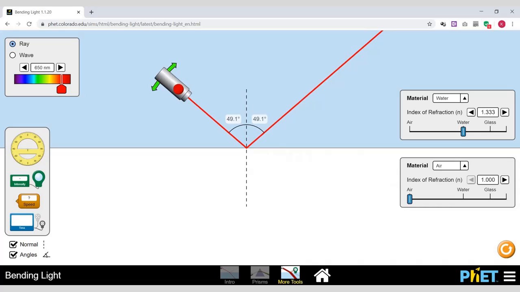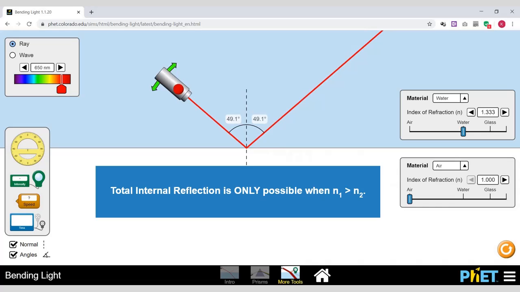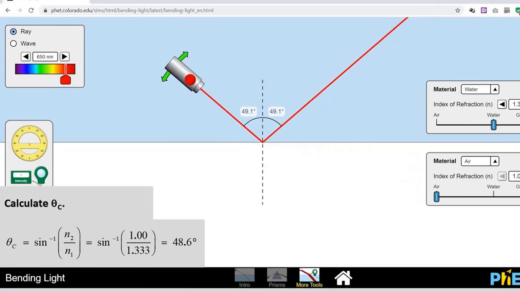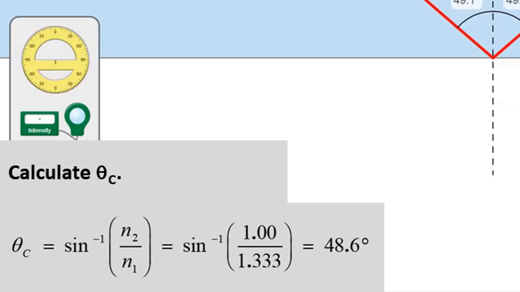Note, for total internal reflection to be possible, the index of refraction for medium 1 must be higher than the index of refraction for medium 2. Now let's have some fun and calculate the critical angle for this situation. And here's our calculation. Very simple formula, easy to calculate, but confusing for students to interpret.